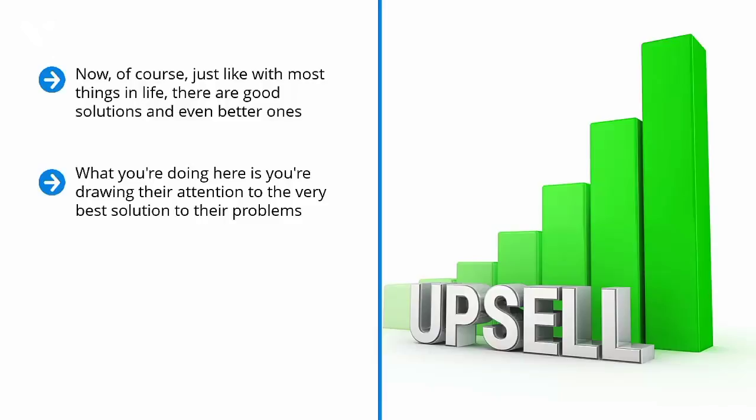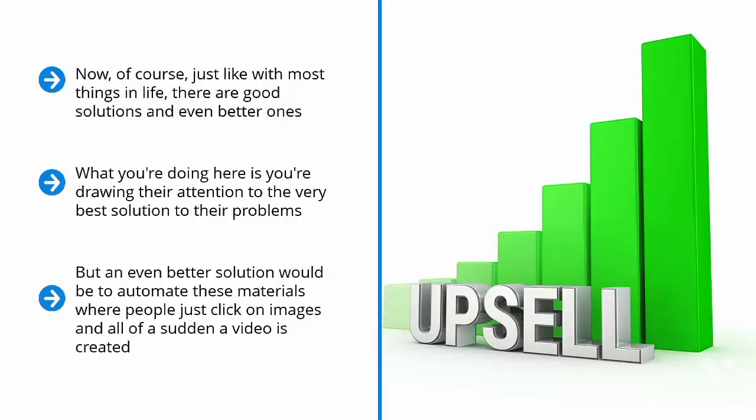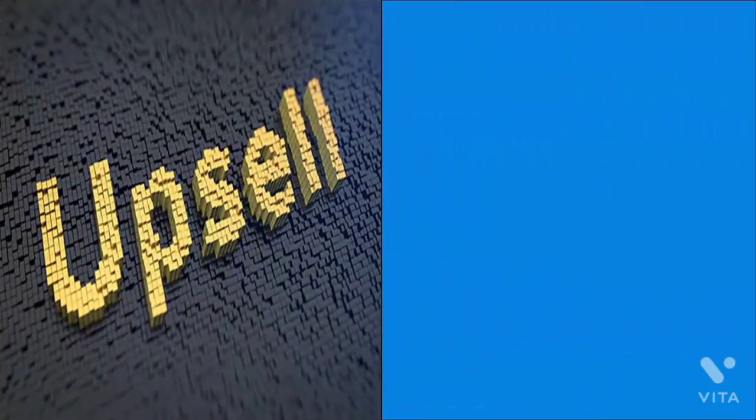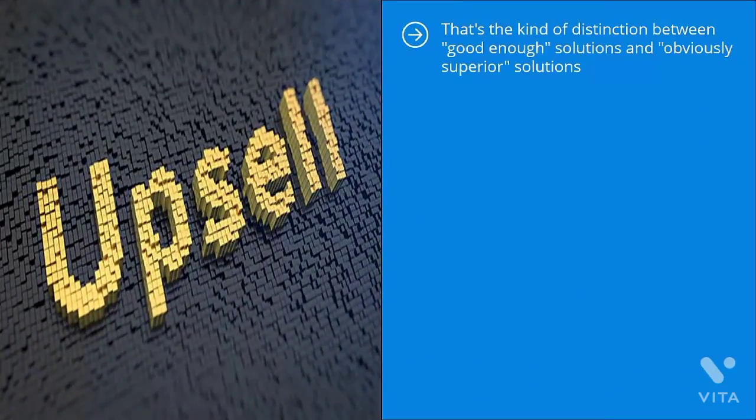For example, if you run a social media marketing mailing list, you can tell people that creating picture quotes and videos from pictures is a great solution to their original content needs. But an even better solution would be to automate these materials where people just click on images and all of a sudden, a video is created. It saves a tremendous amount of time, effort, energy, and most importantly, the created video would then automatically be uploaded to their social media accounts. That's the kind of distinction between good enough solutions and obviously superior solutions. That's how you upsell people to your list.